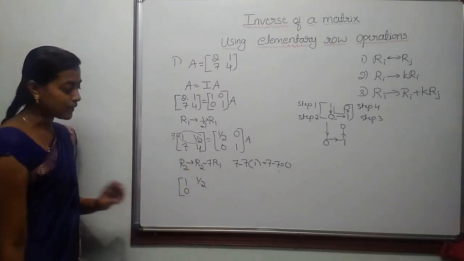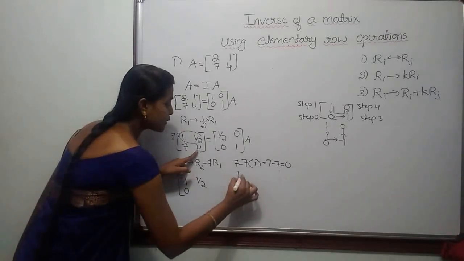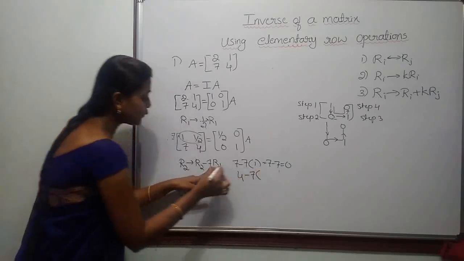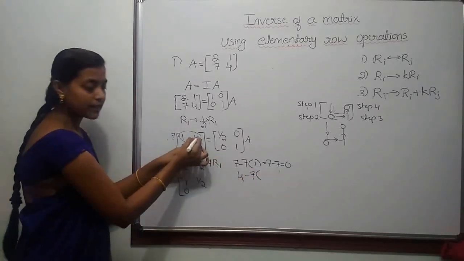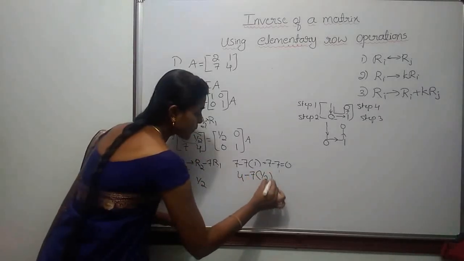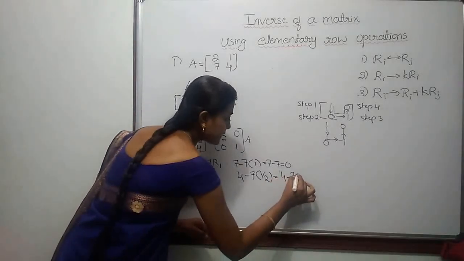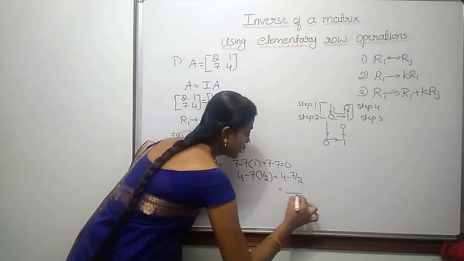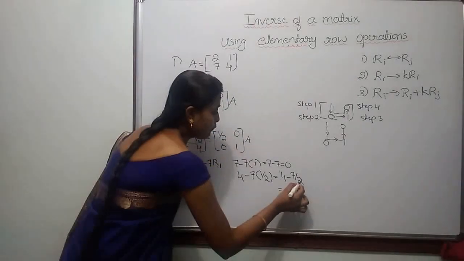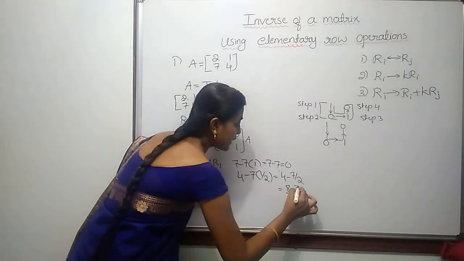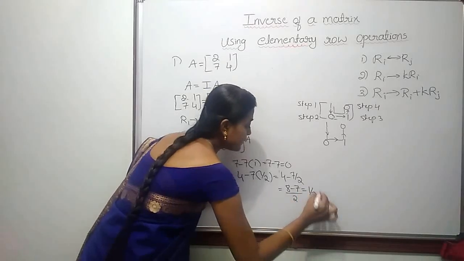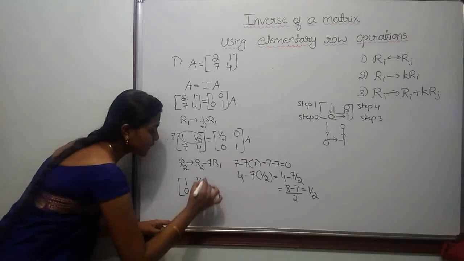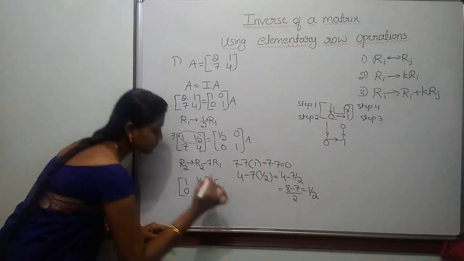Similarly, next element. Second element of R2 is 4 minus 7 into R1. Second element of R1 is 1 by 2. 4 minus 7 by 2. Here LCM is 2. 4 into 2, 8 minus 7 by 2, which is equal to 1 by 2. Then this element will become 1 by 2.